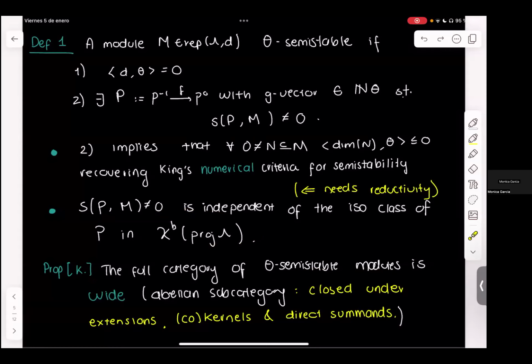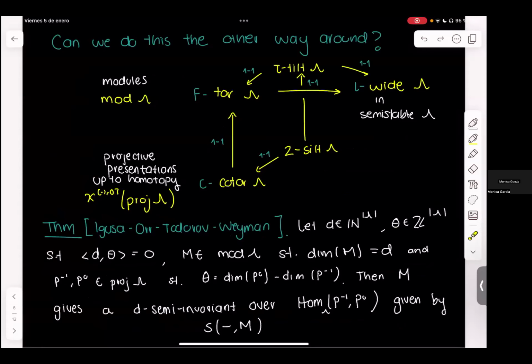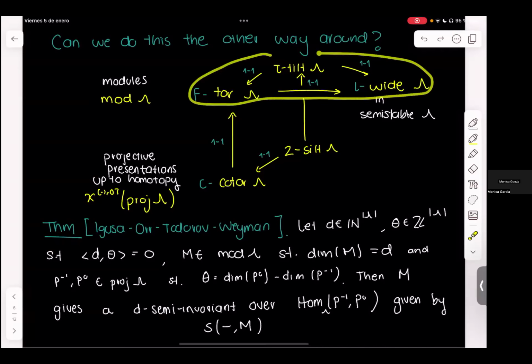So what I want to remember is that projective presentations and their g-vectors control semistability in the category of modules. So could I do this the other way around? This is the question that I've been asking myself in the last couple of months. And why would someone expect something like that to be true? Well, let me remind you of another closely related thing with semistability, that is tau-tilting theory.